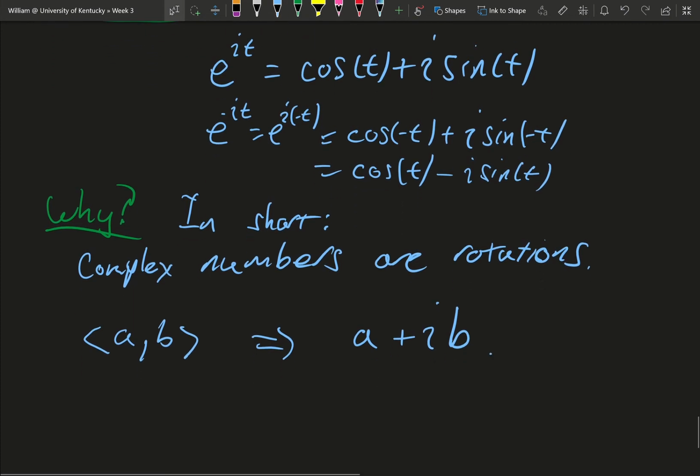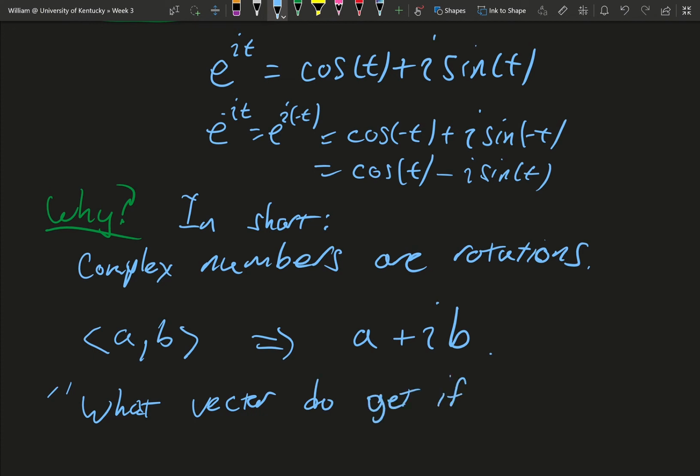And it turns out complex numbers provide a solution to a pretty natural question, or really a natural class of questions. So what vector do you get if you multiply, or I'm sorry, if you rotate, say the vector (1, 2) by 10 degrees counterclockwise?